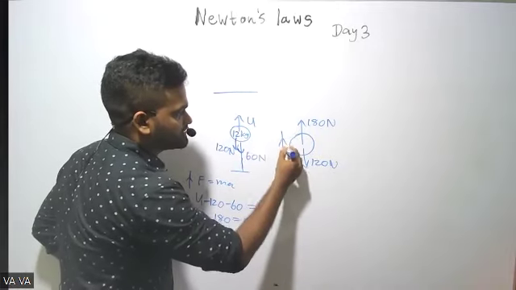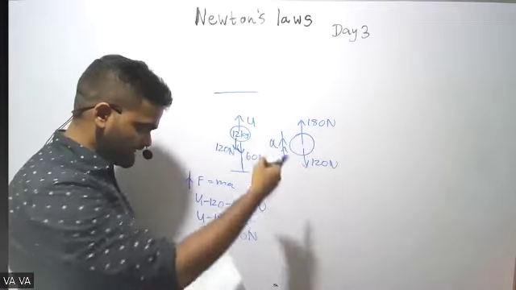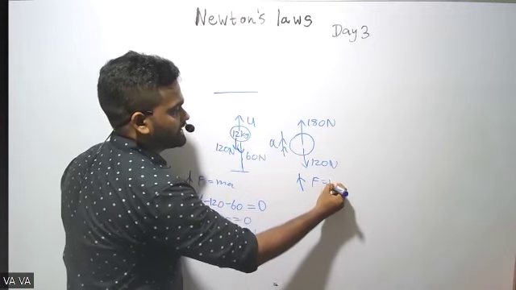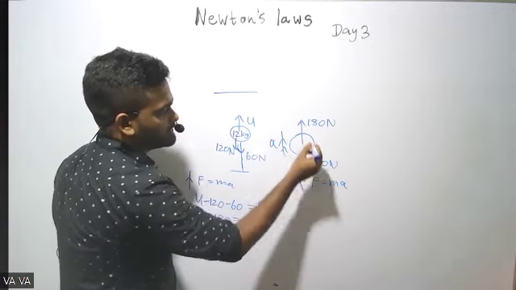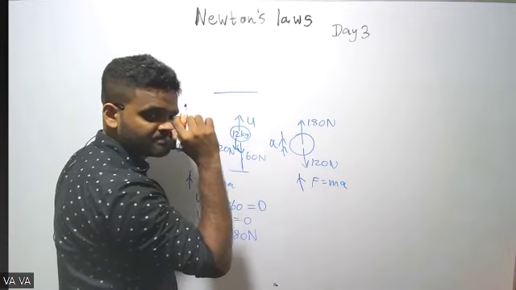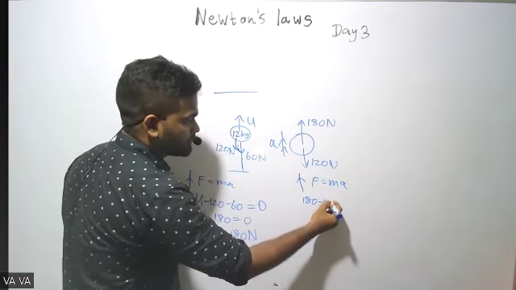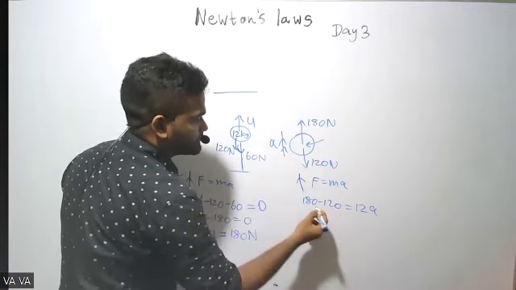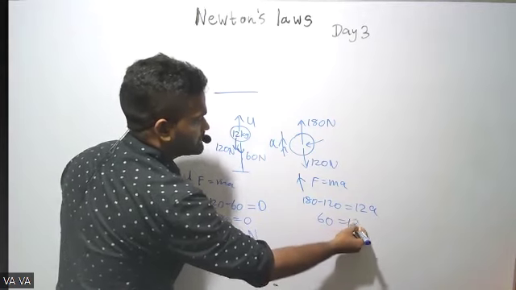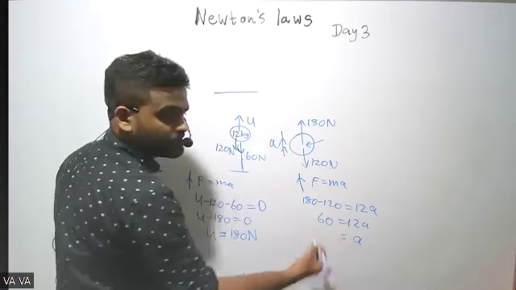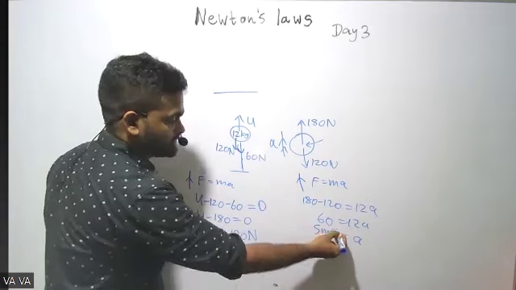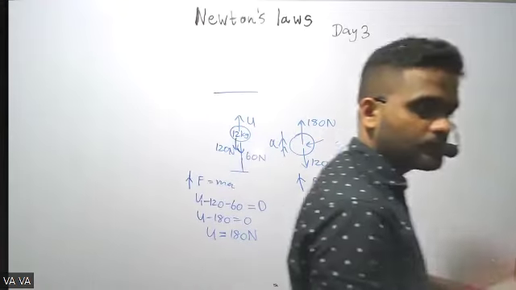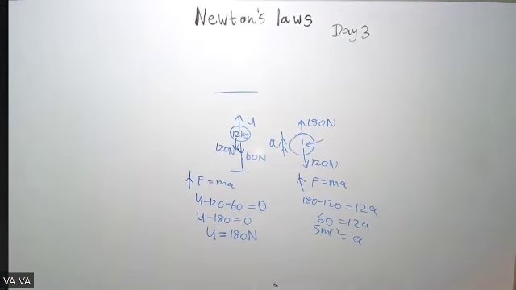Now it starts to accelerate. What they ask is that acceleration. Just again apply F equals ma. So 180 minus 120 equals weight of the object is 12, times acceleration. So this is 60 equals 12a, divided by 12. So acceleration upward should be 5 meters per square second. Yeah, the answer should be the fourth one, right? Answer should be fourth one.